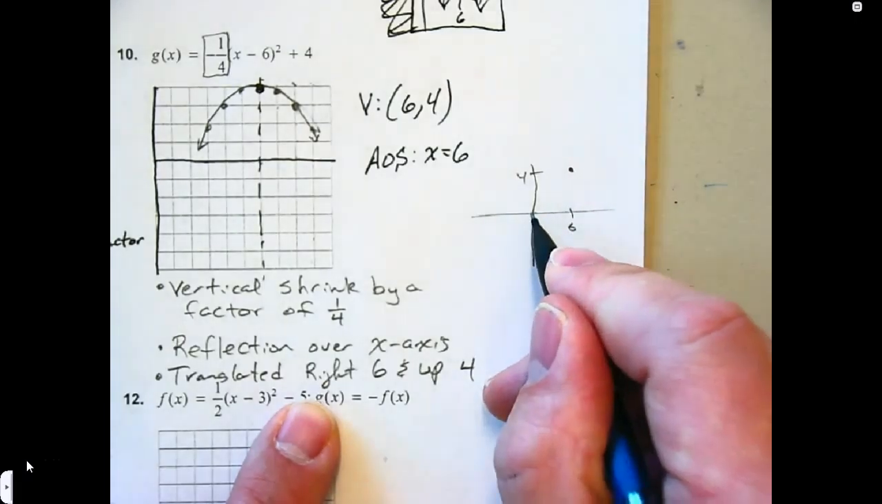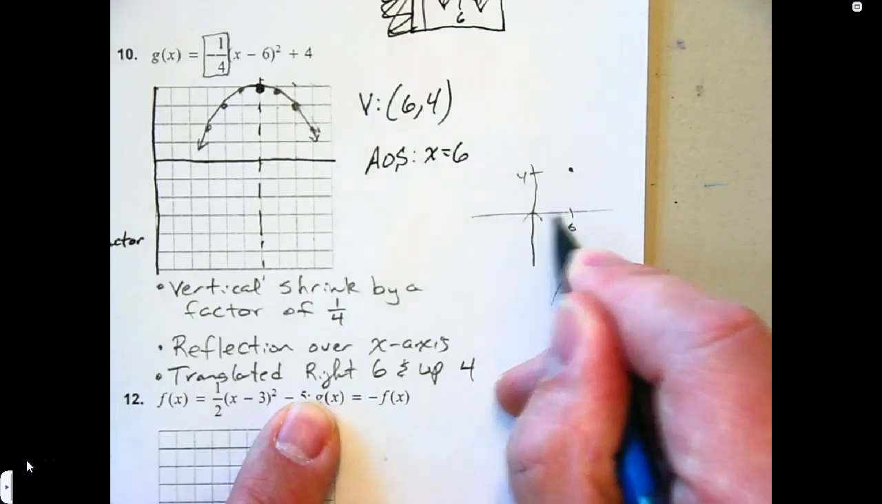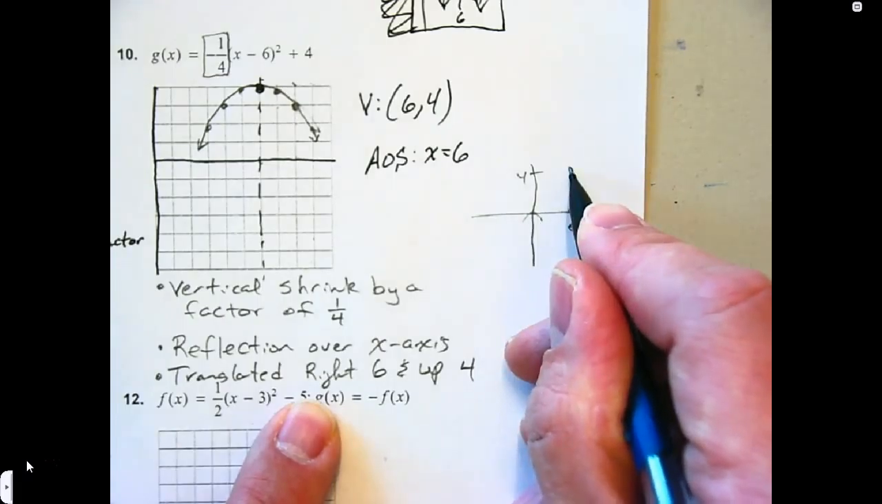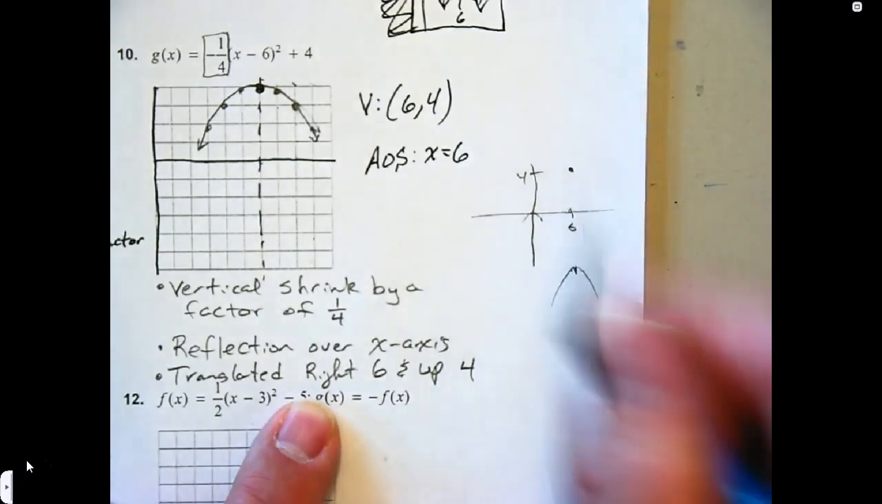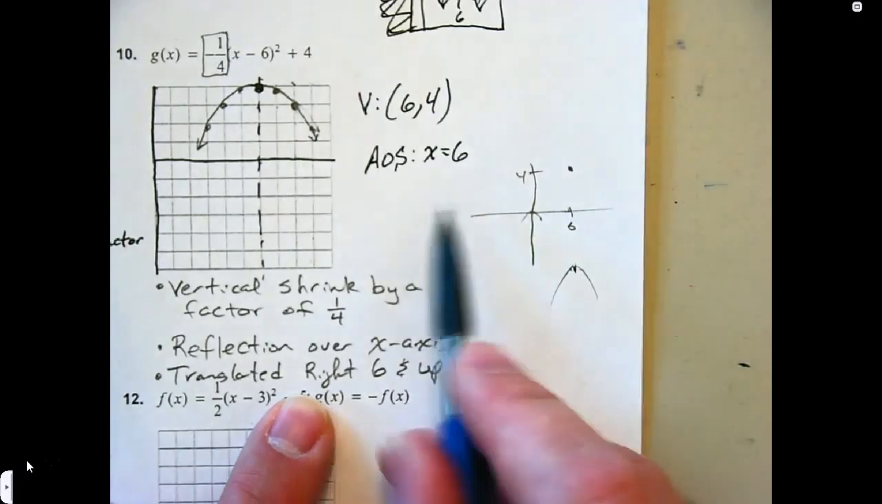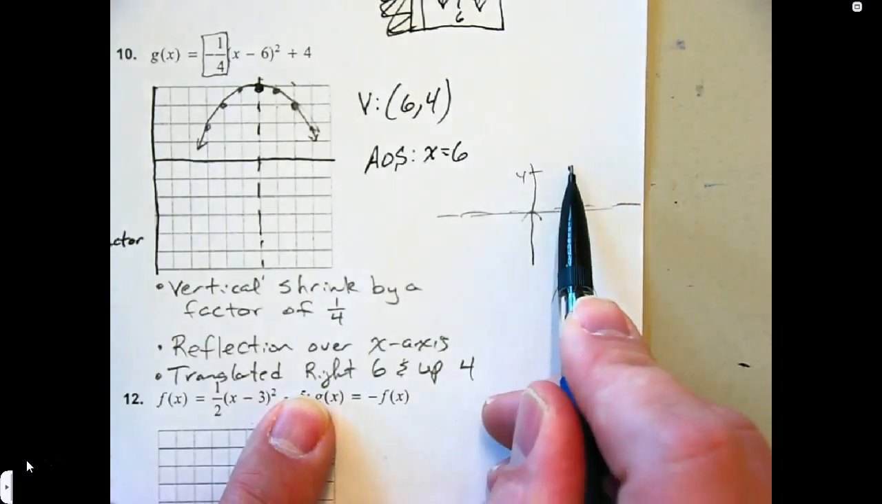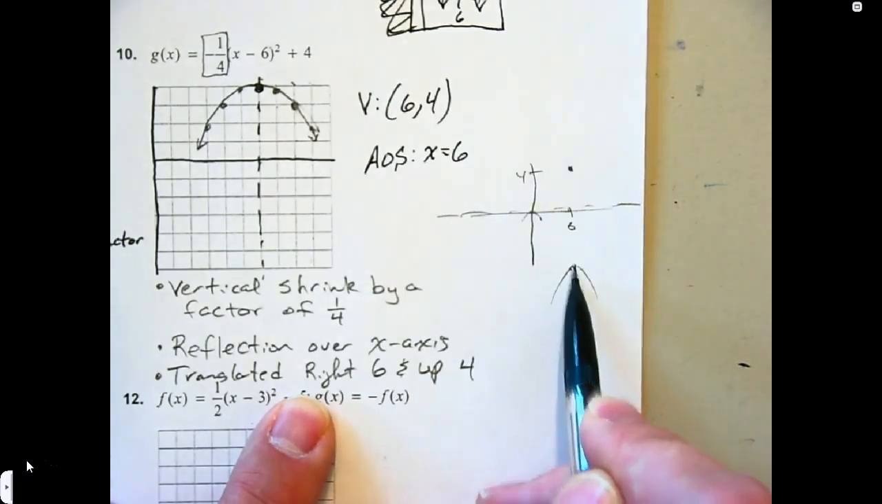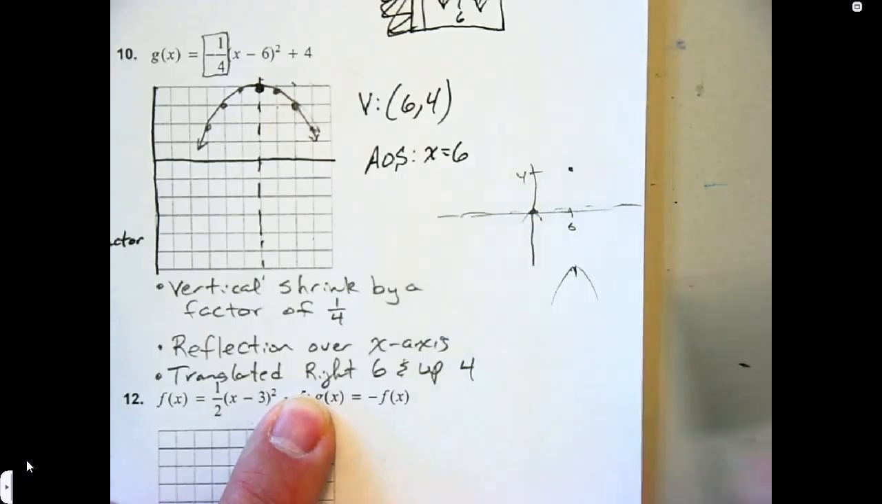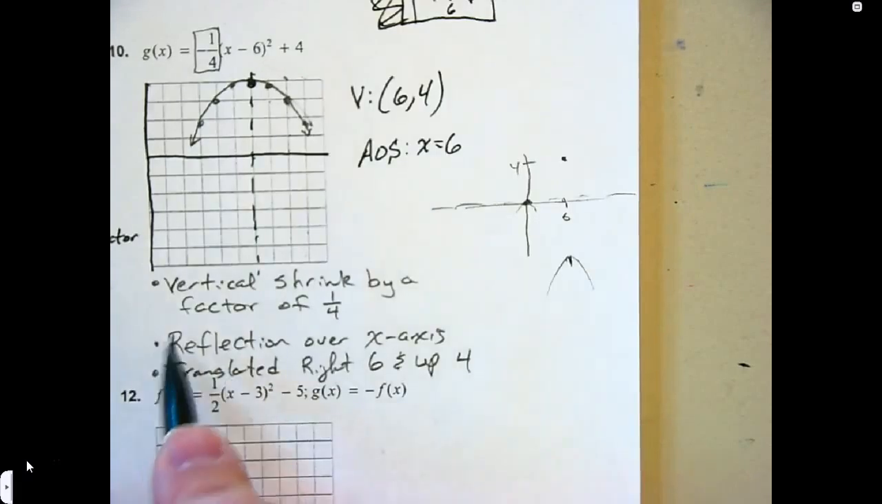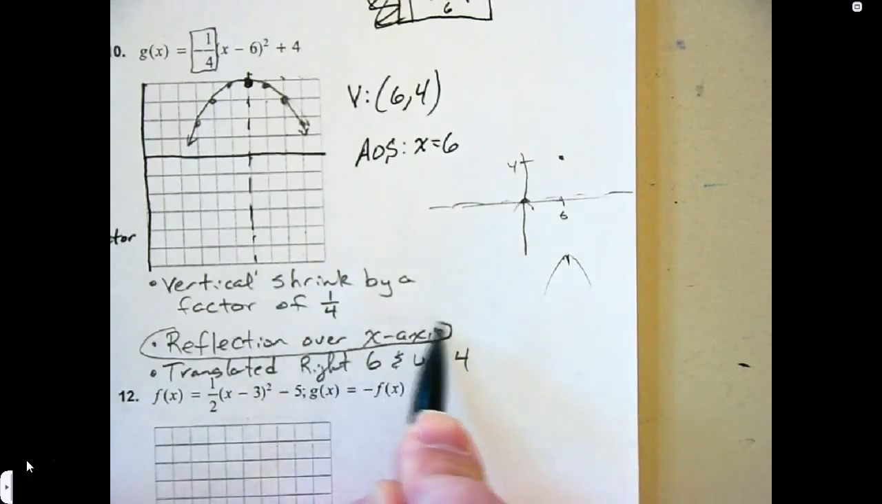Versus reflecting first, meaning I'm opening down, and then moving. Okay? You've got to reflect and then move it. You don't move it and then reflect. Okay, because you're reflecting over this line. So if you reflect this point over that line, it's down here. If you reflect this point over that line, it's still right there. Okay, so this piece has to come first. Make a note to yourself. You have to reflect first.